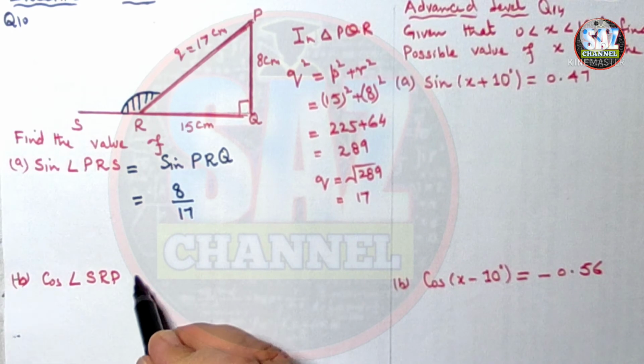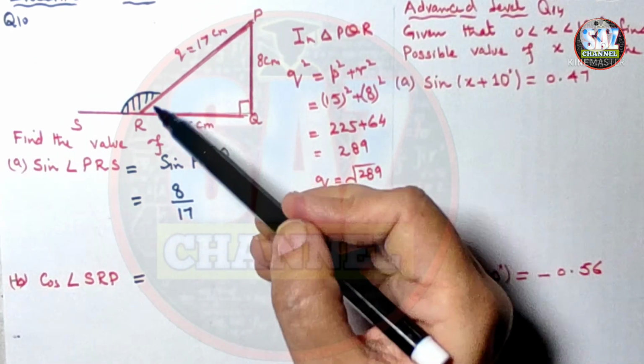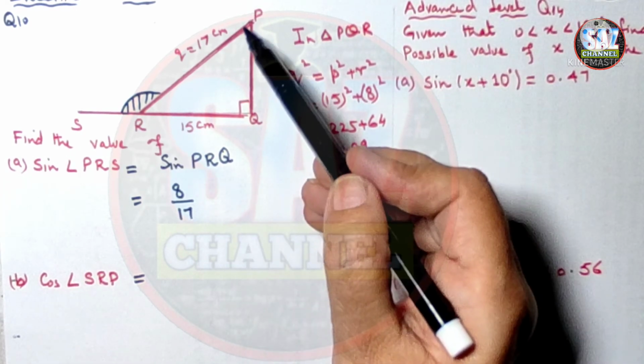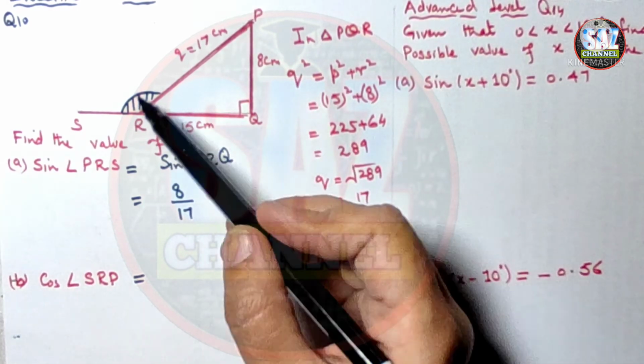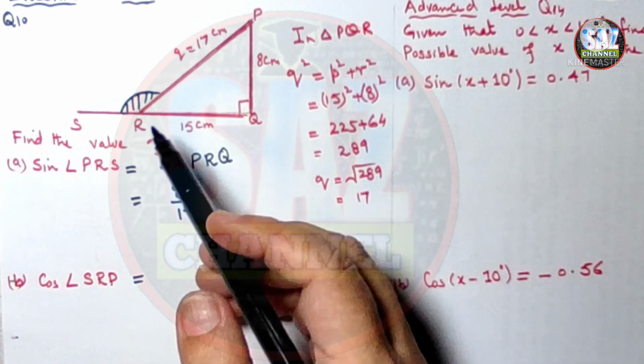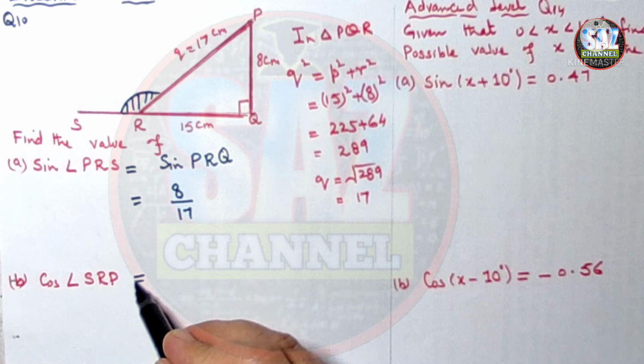Coming to the second part, that is cosine of angle SRP. Again, we have to find the cosine of this obtuse angle. Okay, recall the relationship between the cosine of acute and obtuse angles.